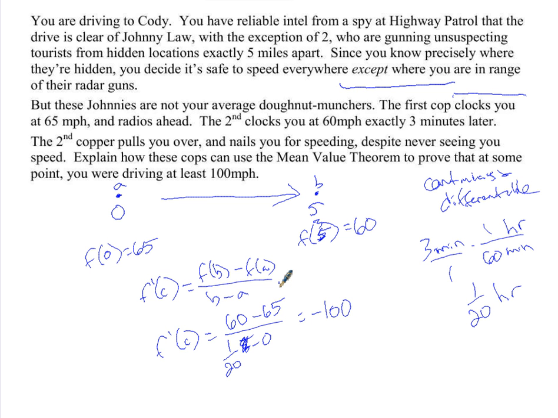Okay, so this graph, if I were to graph it, I got 65 miles an hour here, 60 miles an hour here, and I got to have an instantaneous rate of change of 100 miles an hour. My graph must look like this. Somewhere along the way, I have a speed of 100 miles an hour in there. But everywhere else, I'm way above 100 miles an hour.